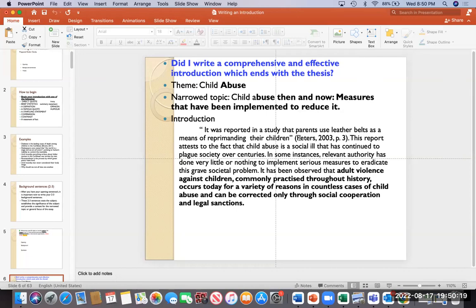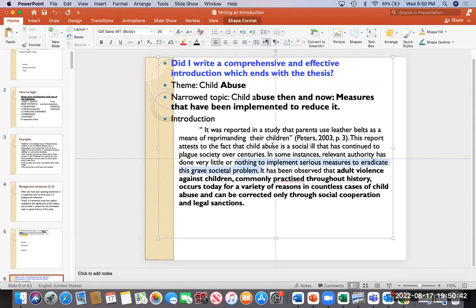It opens with quotation marks and it closes with quotation marks, last name, year, and page number. So it opens with a direct quote. Everybody sees that the opening is a direct quote. Do we see that? Yes, sir. The sentences that come after would be the background.